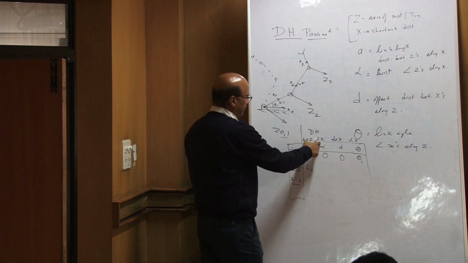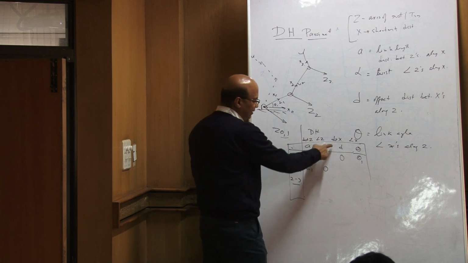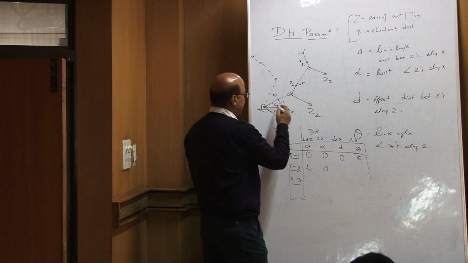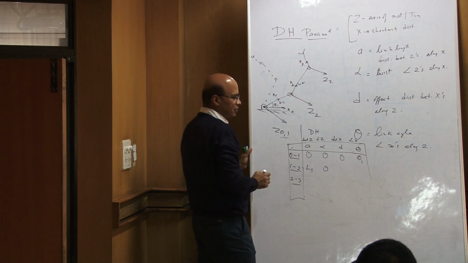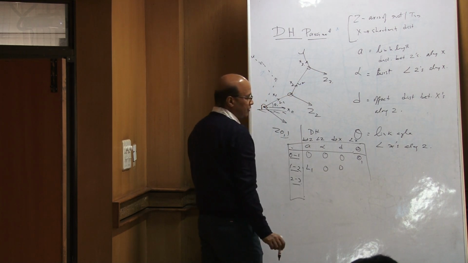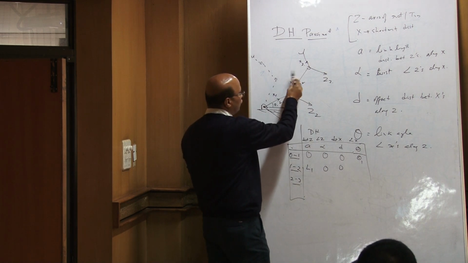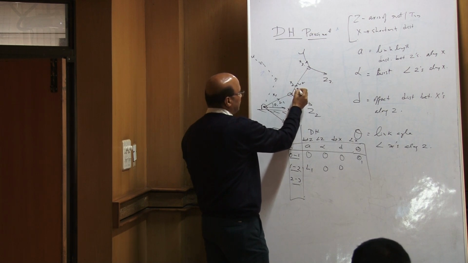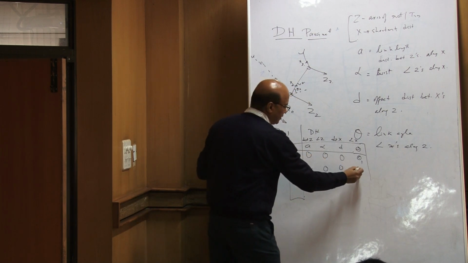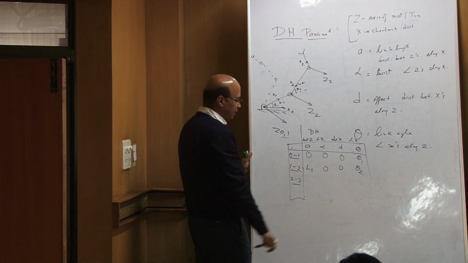Then the angle between the z axes. z1 and z2 are parallel, so there is no angle. Then look here, distance between x. x1 is this side, x2 is that side. They're intersecting at this point, so there is no distance between them. What about the angle? Now when link 2 moves, what will happen? The angle between this and this, theta 2, will change. So my variable is theta 2. It is the angle between the x axes.